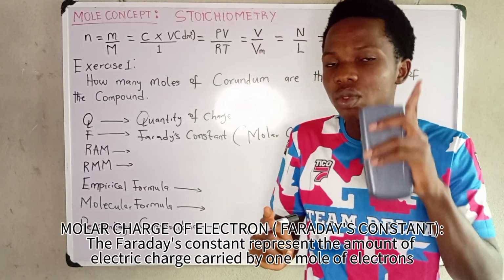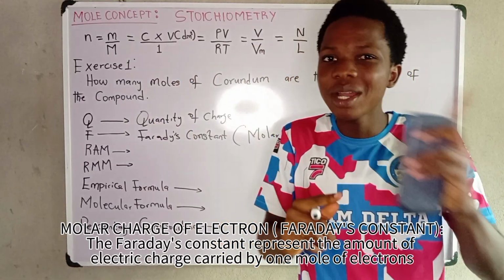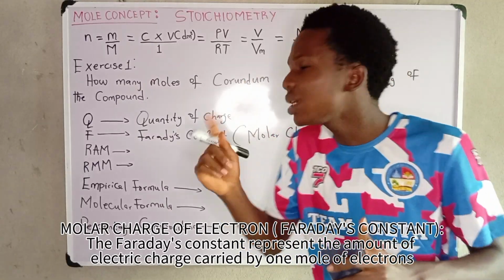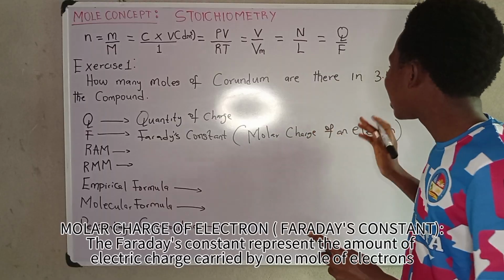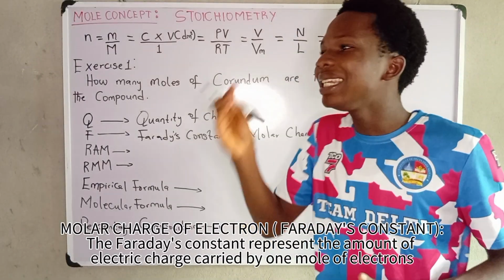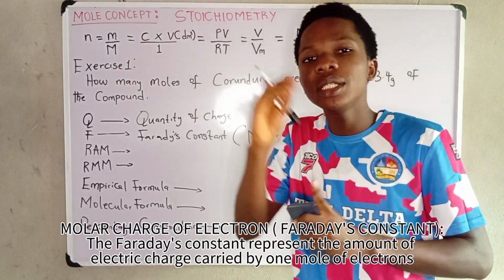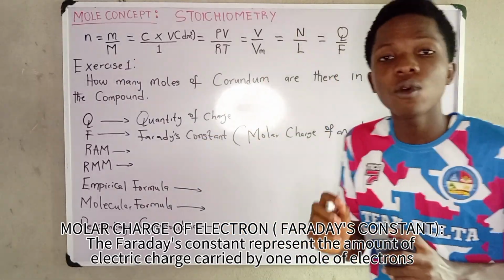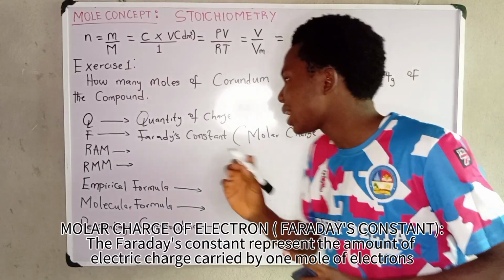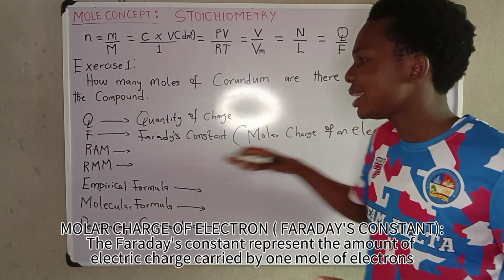Okay, molar charge of an electron or Faraday constant represents the amount of electric charge carried by one mole of an electron. Take note, they didn't say substance, they didn't say molecule, they didn't say an atom. They said what? Faraday's constant or molar charge of an electron represents what? The amount of electric charge carried by one mole of what? An electron. Now, that's a very simple definition for Faraday's constant.